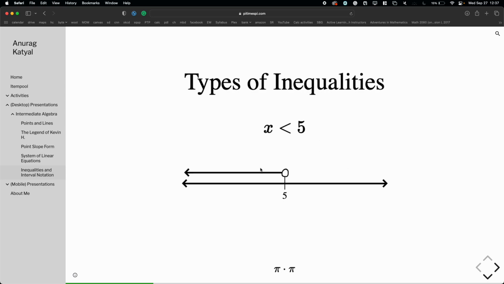So this means, how many solutions are there to this inequality, x is less than 5? Infinitely many. And what are all of those solutions? All the numbers less than 5. We read graphs, including number lines, in which direction? From where to where? Always left to right.